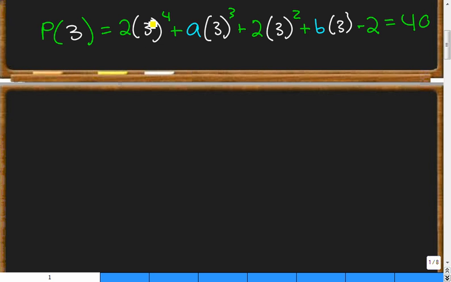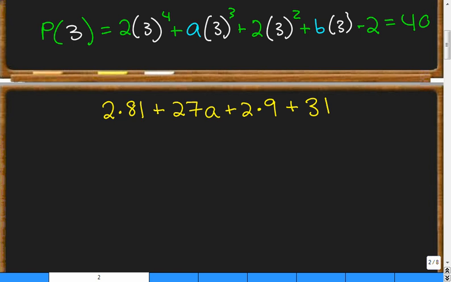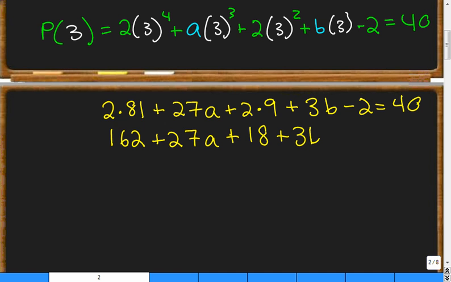So 3 to the fourth is 81. 3 cubed is 27, so we're going to say plus 27a. 3 squared is 9, so we get 2 times 9. And we have plus b times 3, which is 3b, minus 2 equals 40. So 2 times 81 is going to be 162. We have our plus 27a. 2 times 9 is 18. We have our plus 3b. We have our minus 2, and that equals 40.